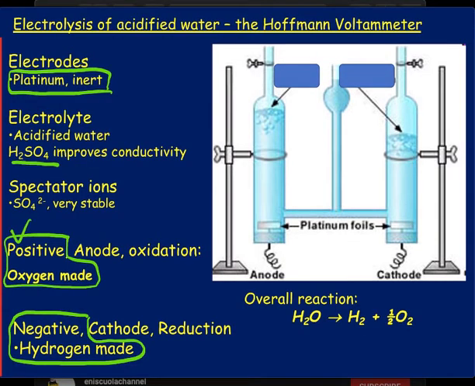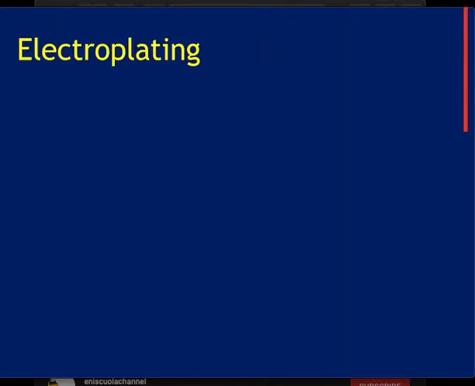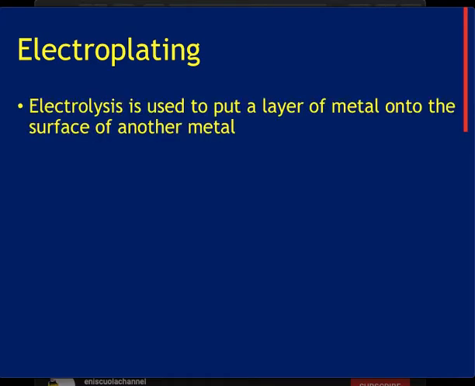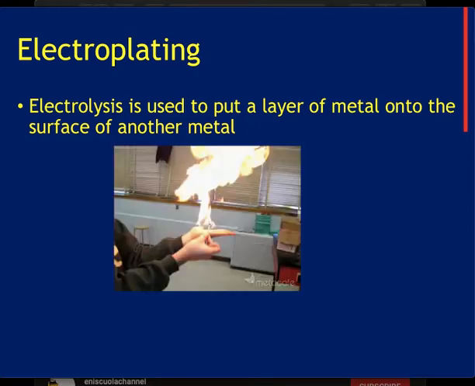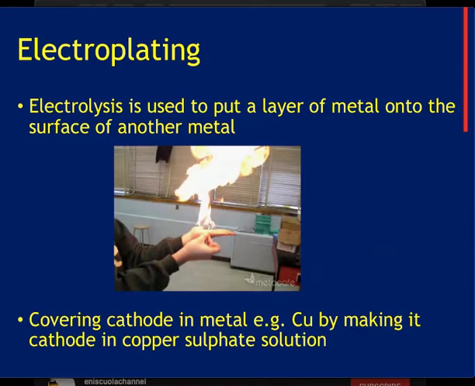They have asked this question for you at Leaving Cert Ordinary level, and of those 3 experiments, this is the only one. So electroplating. Electroplating is when you put a layer of metal onto the surface of another metal. I'm not going to show you that. And you essentially cover your cathode in the metal. So copper, by making it the cathode in copper sulfate solution, we just did that one earlier.